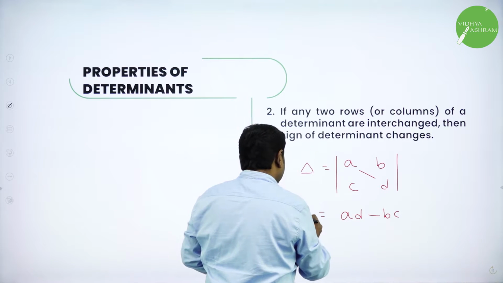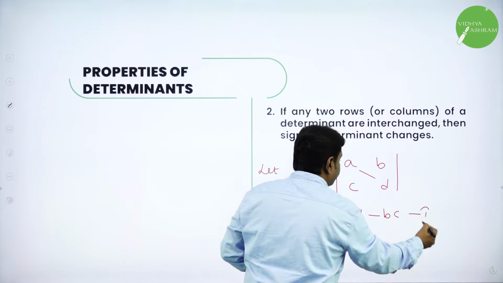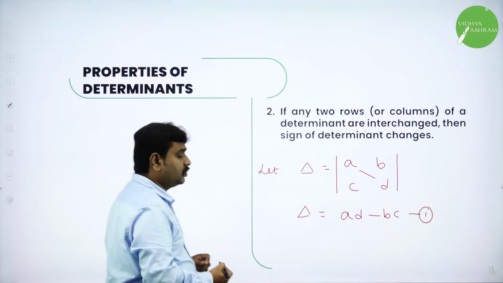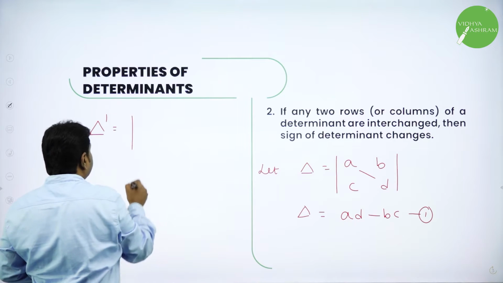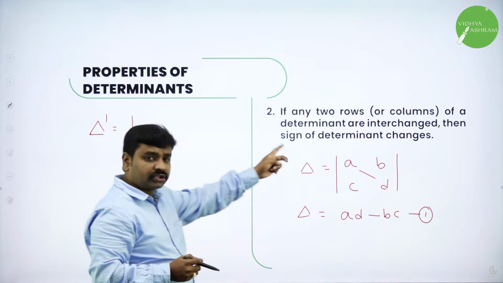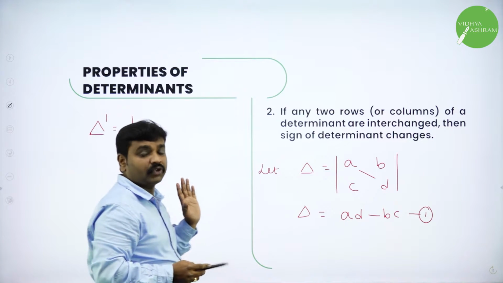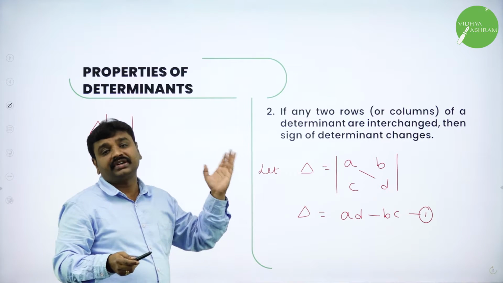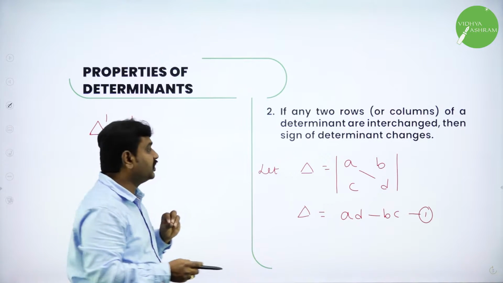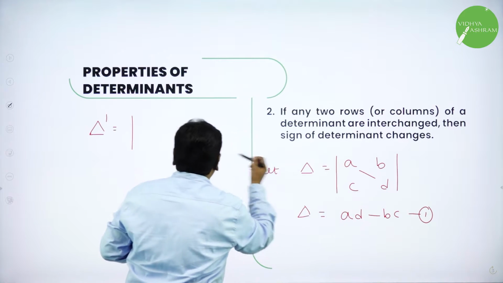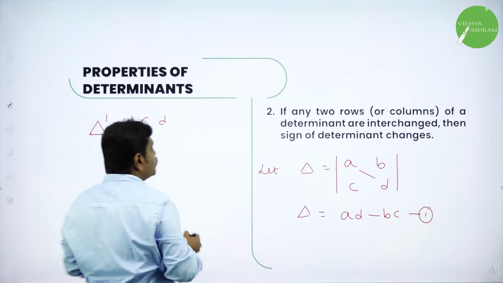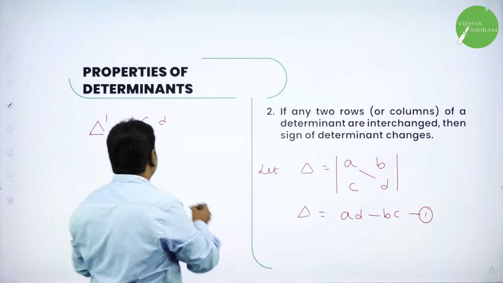So now I got delta. Call this equation 1. Now delta dash. What is delta dash? I'll take delta dash by changing the first row to the second row. I'll interchange rows. You can interchange rows or you can interchange columns. Let us interchange rows. So I'll make the second row the first row, so C D, and the first row I'll make the second row, A B.